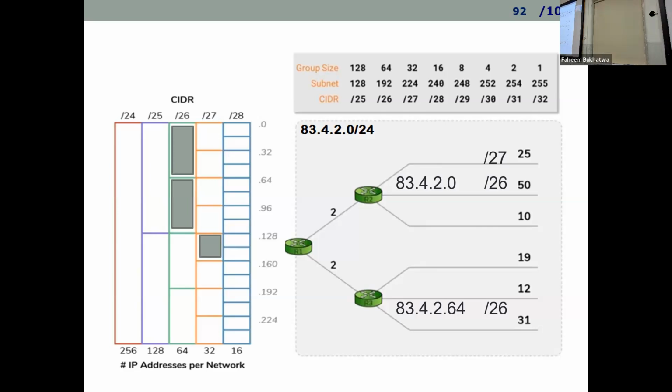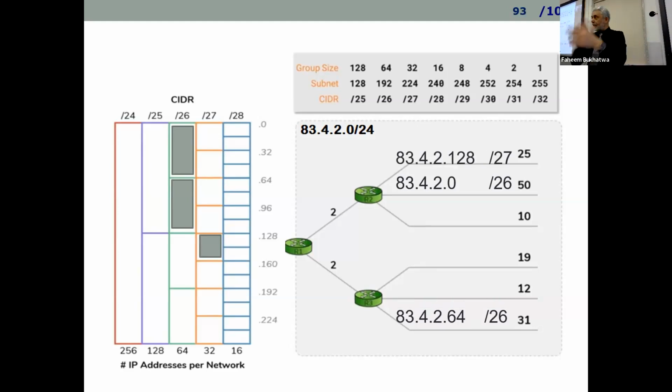/27. What address will it have? 83.4.2. What's the address of this one? 128. That's the starting address. That's not the starting, that's the ID address of that network. Are you following me, guys, there? Okay, what's the next one?